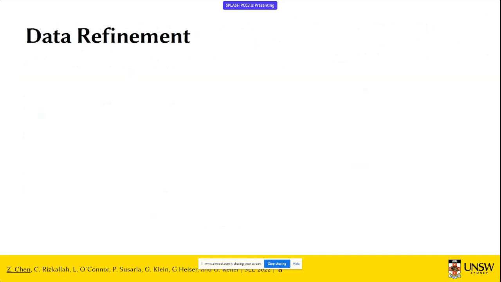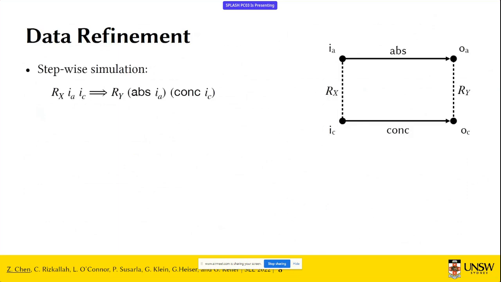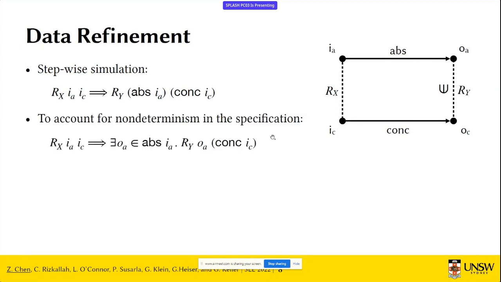We use data refinement as a key methodology for proving the correctness of the COGENT programs. So simply speaking, for each step, if we have an abstract function and a concrete function, if the inputs are related by some relation, then after running these two functions, the output should also be related with some relation.